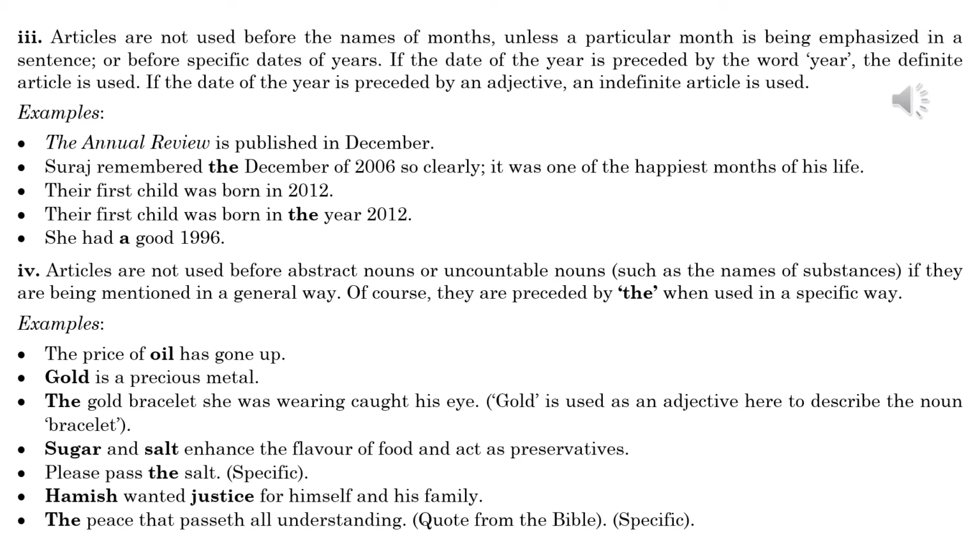Examples: The annual review is published in December. Suraj remembered the December of 2006 so clearly. It was one of the happiest months of his life. Their first child was born in 2012. Their first child was born in the year 2012. She had a good 1996.